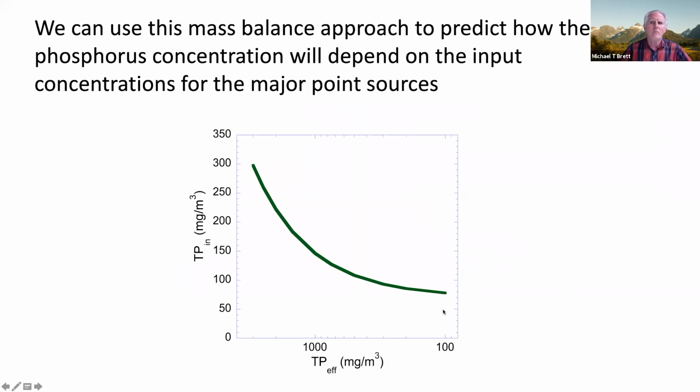And we can use this mass balance approach to predict how much phosphorus concentrations in the lake would depend on the input concentrations for major point sources. So I have a plot here showing how the input concentration to the lake, which determines the lake concentration, would depend on the concentrations of phosphorus in the wastewater treatment plants that discharge to the lake. And you can see that there's a very strong dependency on, in this case, the phosphorus concentration in the effluents of wastewater treatment plants.